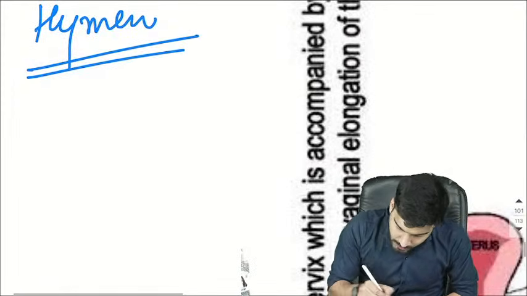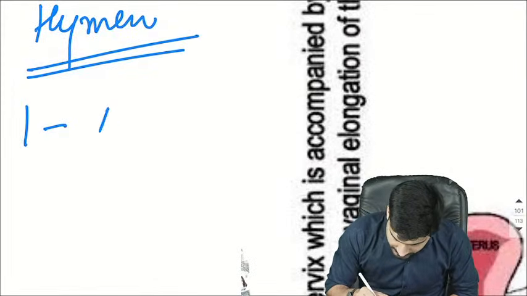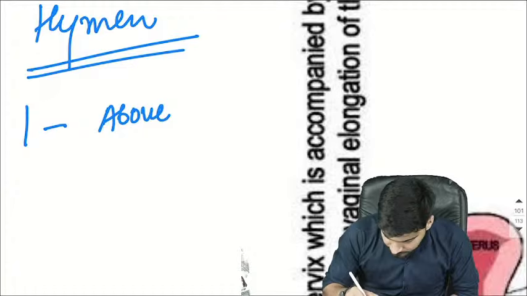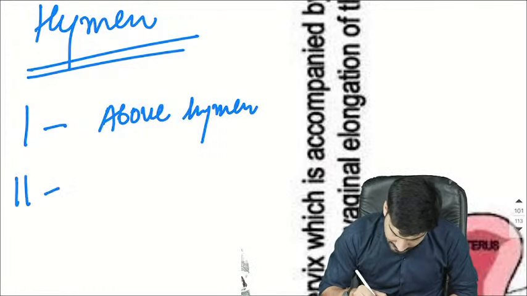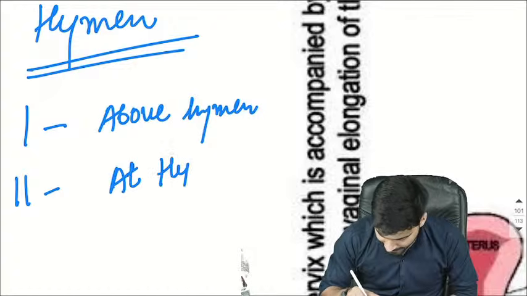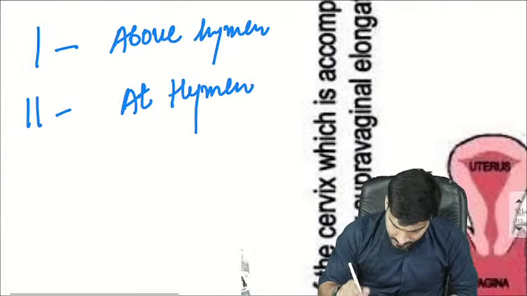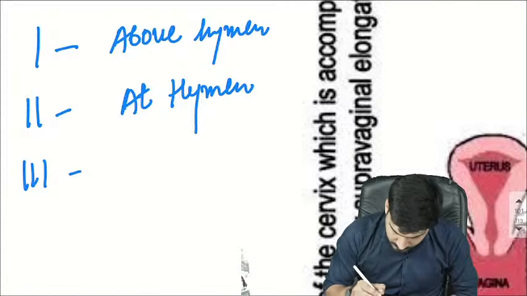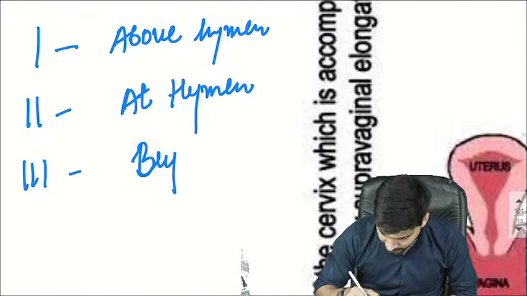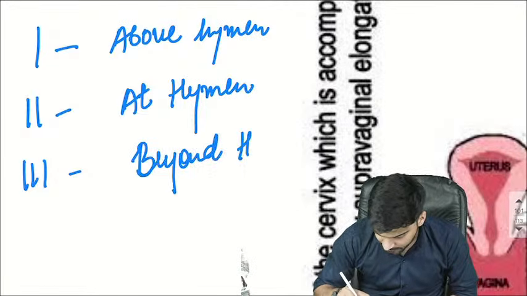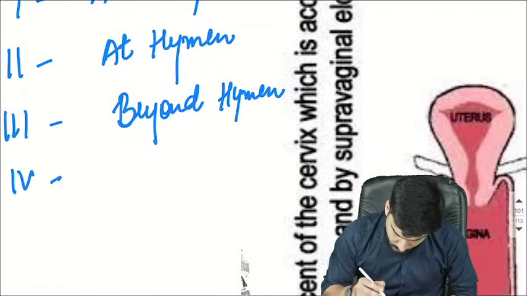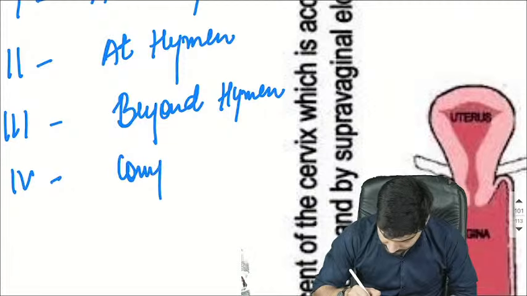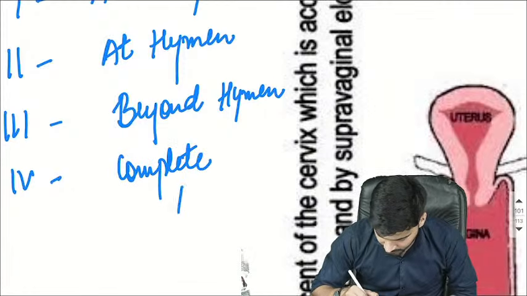Stage 1 of the POP-Q classification is above the hymen. Stage 2 is at the hymen. Stage 3 is beyond the hymen, that is, more than 1 centimeter down from the hymen. And stage 4 is complete prolapse, which you call procidentia.